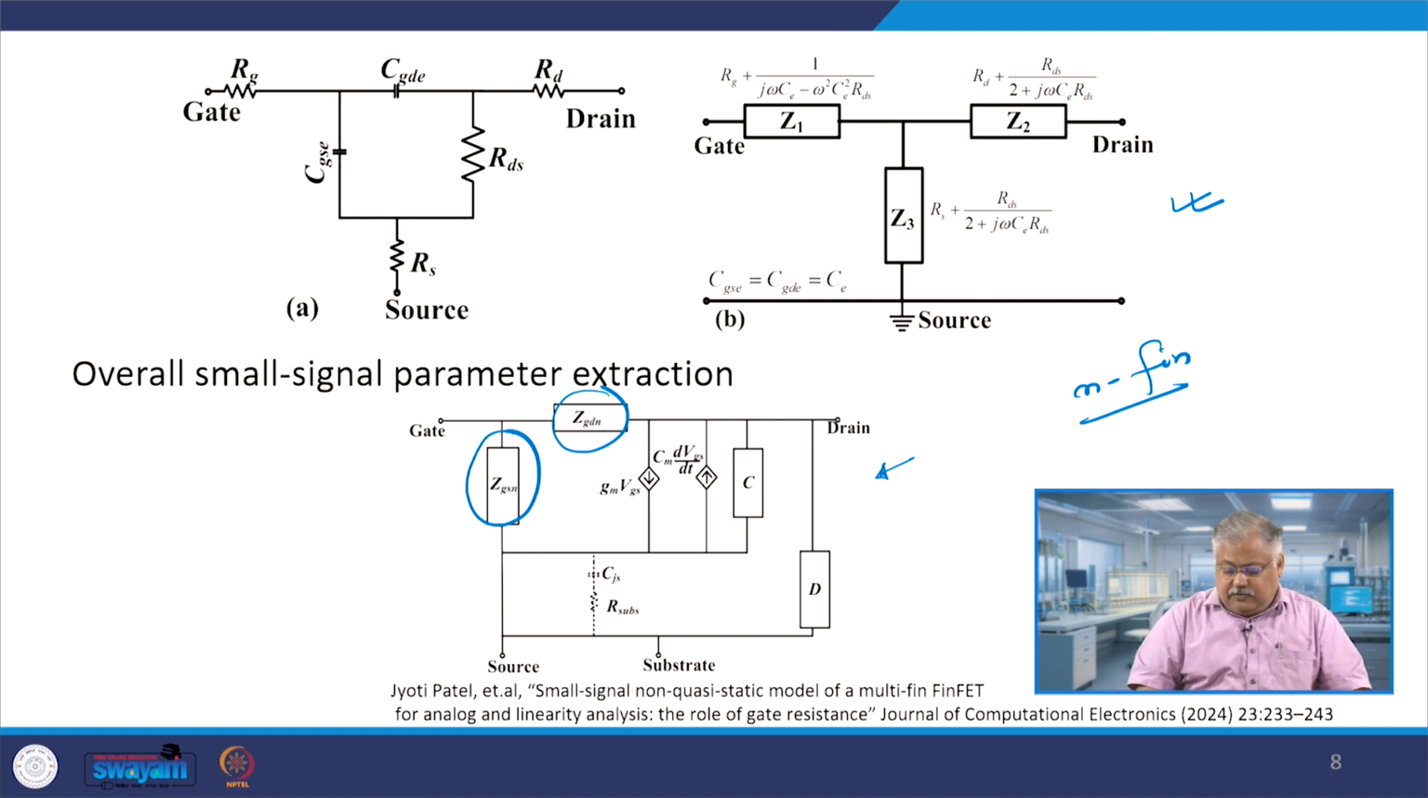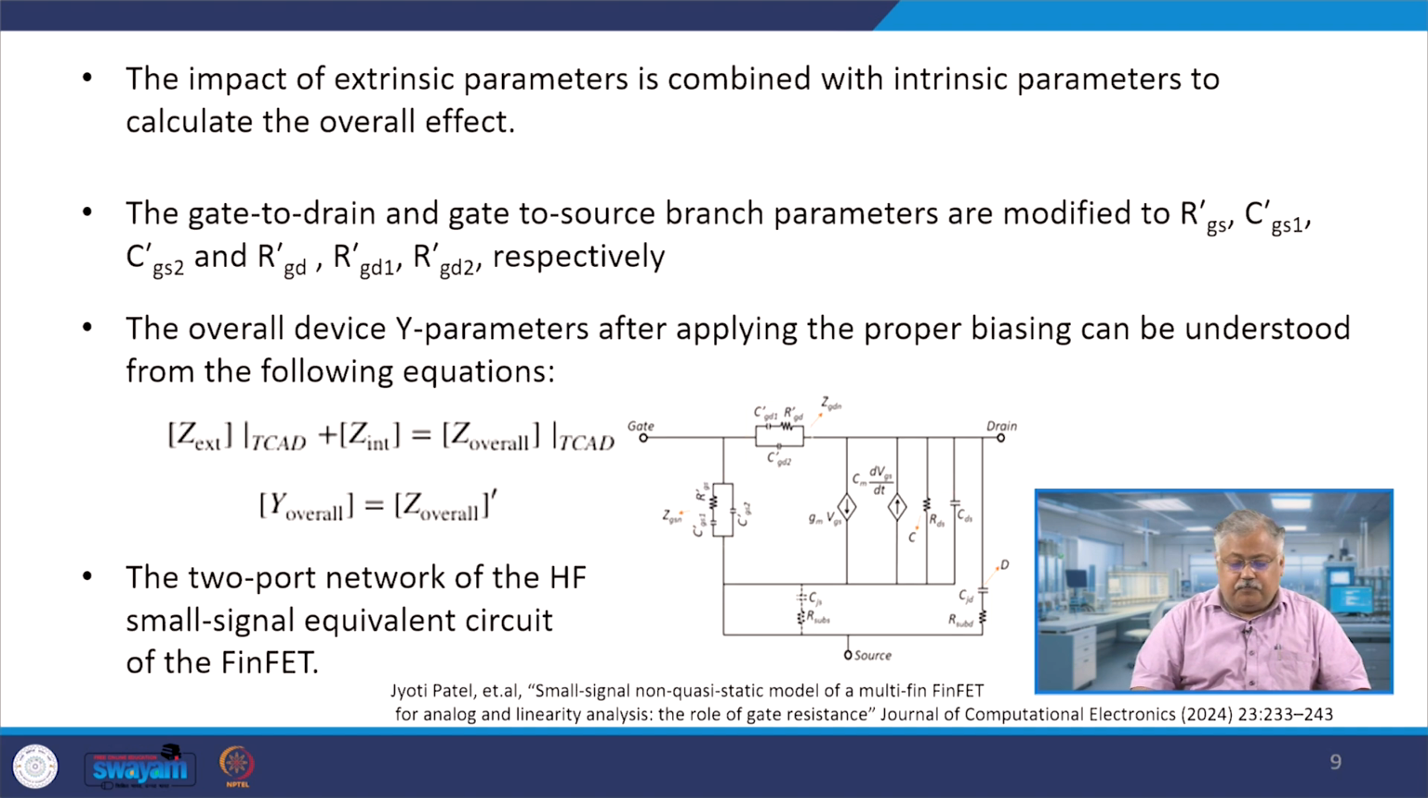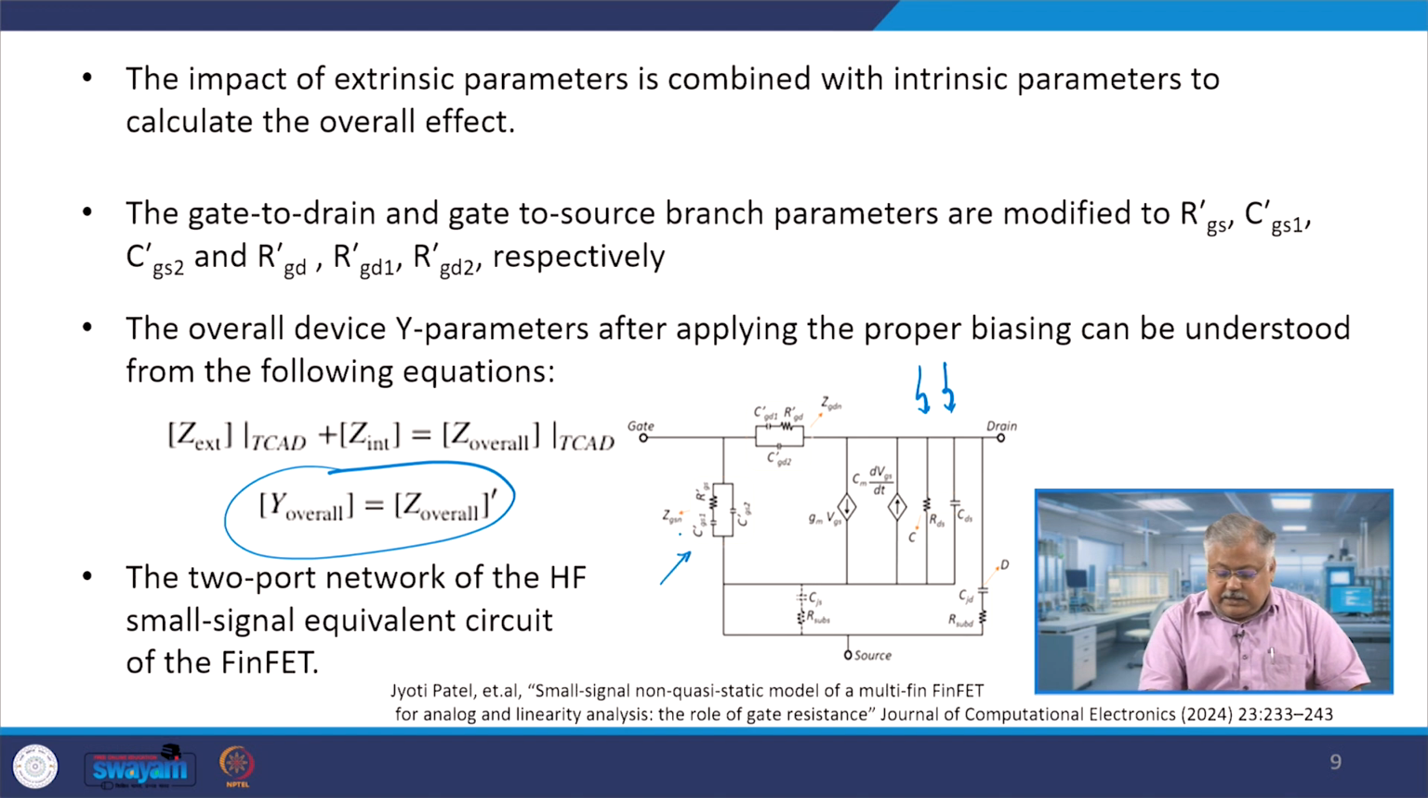And that gives me an interesting idea as far as this nature is concerned. Now the impact of the extrinsic parameters is combined with the intrinsic parameters to give you the overall effect. So you take the extrinsic, add it to the intrinsic, and you get the overall effect. Now these are the values which you see, and this is the network which you see. So I get Y overall equal to Z overall inverse, because Y and Z are inverses of each other, right? And therefore the two port network of a high frequency FinFET is given. We have already seen this point. This is ZGSN, right, which you see, gate to source with n number of fins.